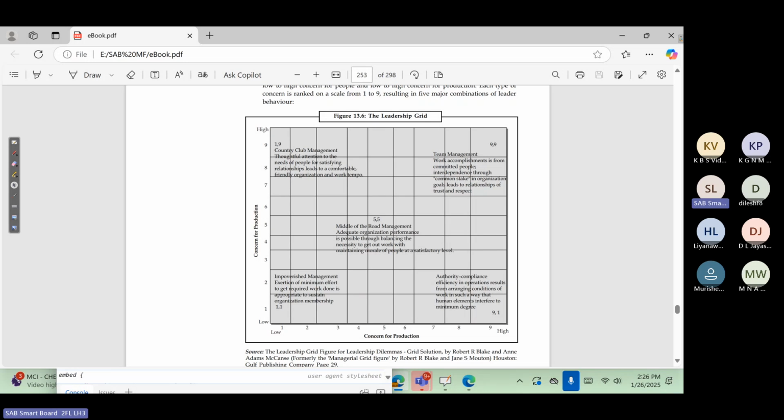This grid is based on the Ohio and Michigan studies, but developed by another two, Robert Blake and Jane Mouton.